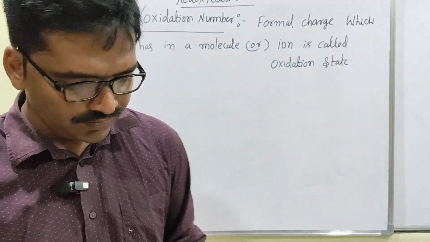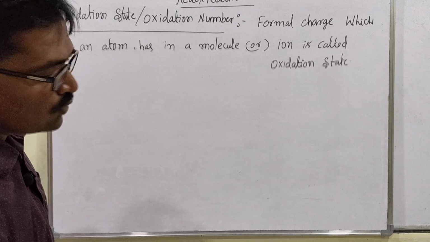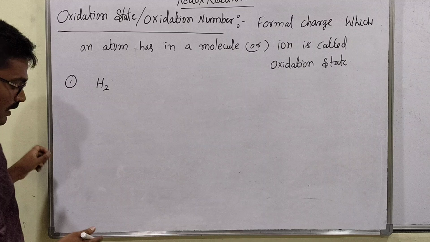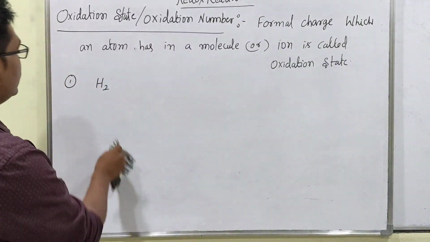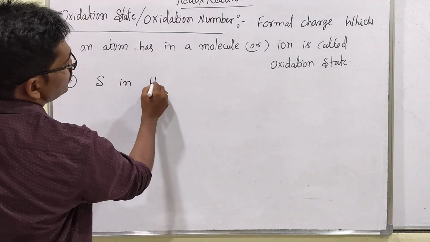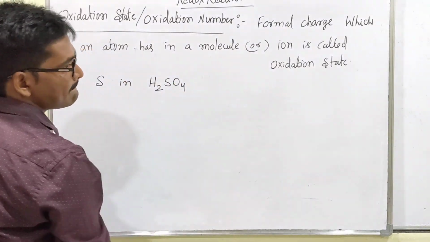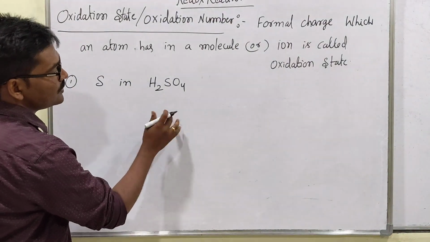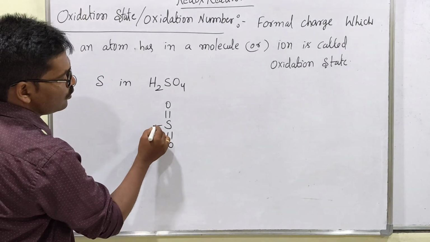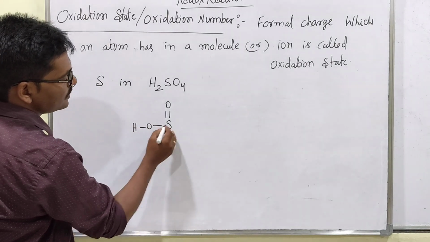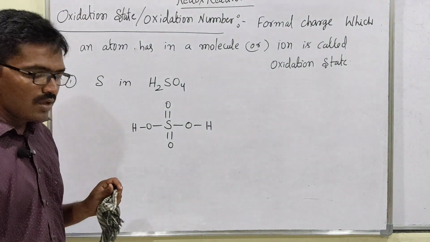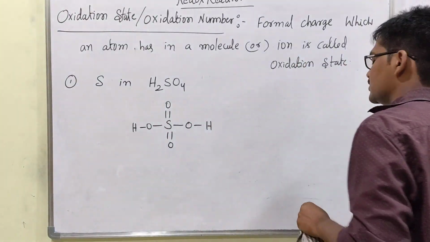So for example, if you take H2SO4, first we are taking the sulfur oxidation state in H2SO4. You have to take the structure of H2SO4: double bond O, double bond O, then OH, bond H, then OH, bond H. To find out the oxidation state, what should we do first?